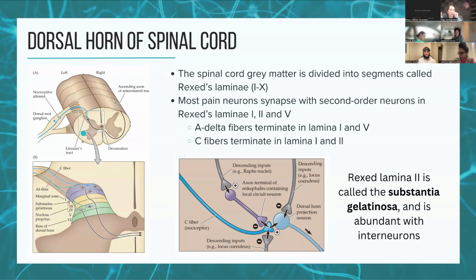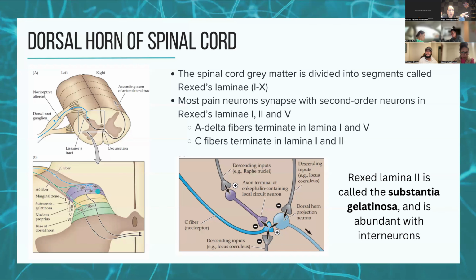So let's talk about the dorsal horn of the spinal cord. You see your C fibers and your A delta fibers that are entering the dorsal horn of the spinal cord. Now, this area of the spinal cord, which is all your gray matter, which is what makes up this little butterfly here, all this other stuff is white matter. The gray matter here is broken up into regions, and we call those segments Rexed laminae. And there's actually 10 of them, 1 through 10.